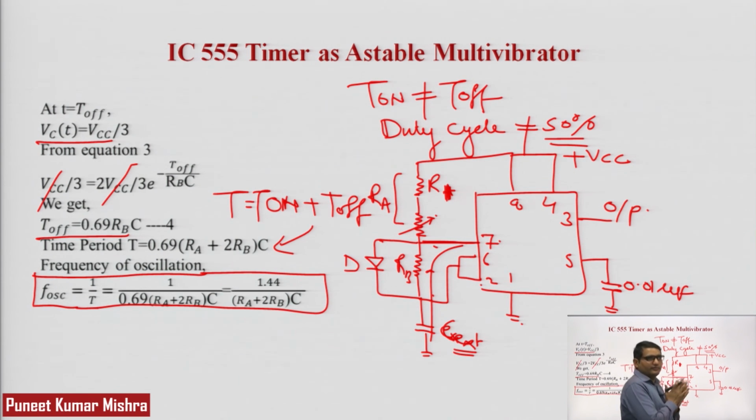This is one configuration in the 555 timer, and we use the diode here, considered as an ideal diode, with the knee potential approximately near 0. We can maintain a square wave with a duty cycle of 50%.